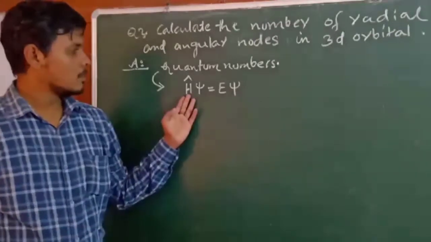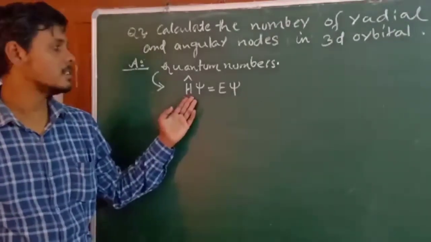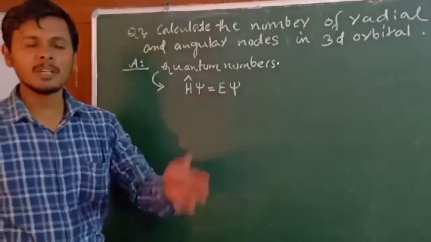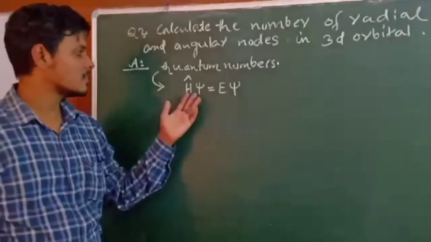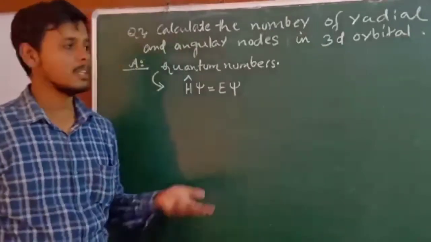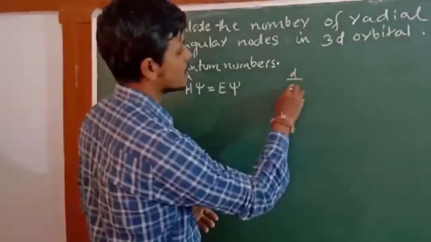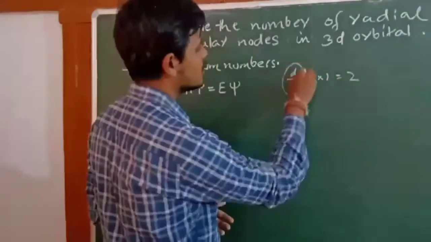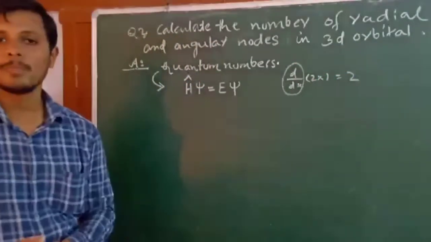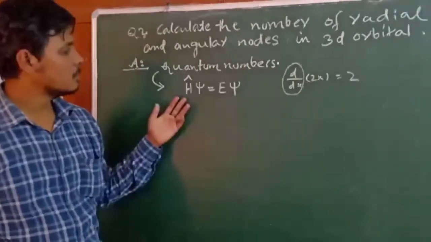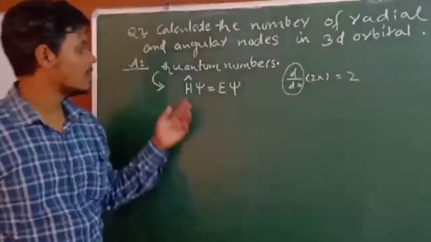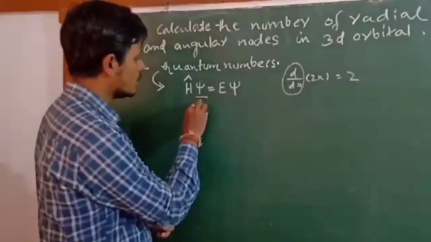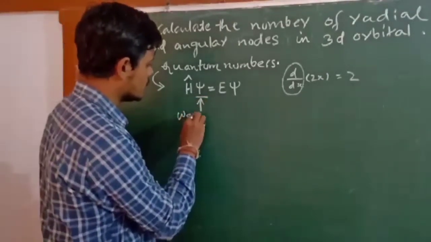This H cap is an operator called the Hamiltonian operator, which gives the energy of the system. An operator is nothing but a mathematical instruction given to a function. For example, if I do d/dx of 2x, I get 2. So d/dx is an operator. For a system whose energy does not change with time, I can write H cap psi equals E psi, where psi is called the wave function.